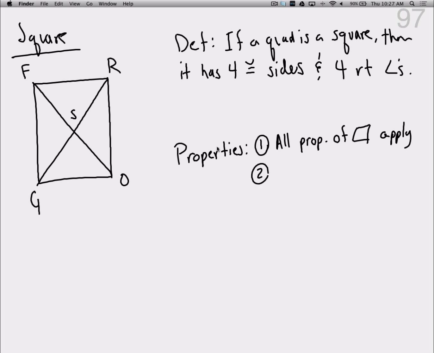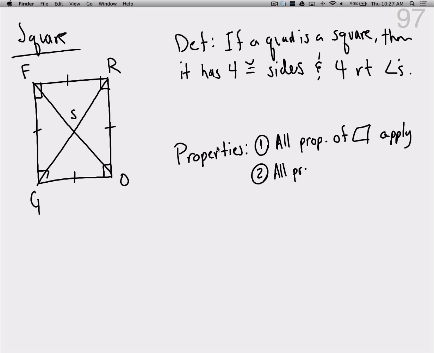Okay. What else? We can do this the hard way or we can do it the easy way. Ashley, what do you got? All 4 sides are congruent. Got that? You are right. Let me mark that. Okay, what else? Go ahead. Can you just say that all the properties of a rhombus and a rectangle apply? Beautiful. That's the easy way to do it.